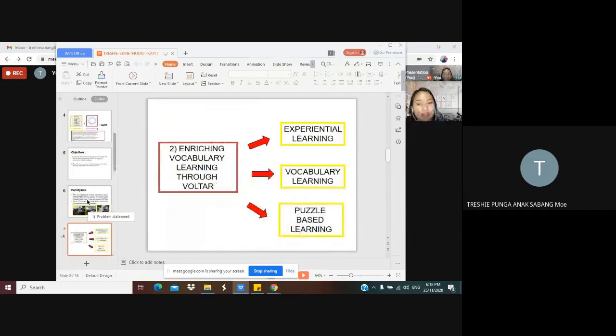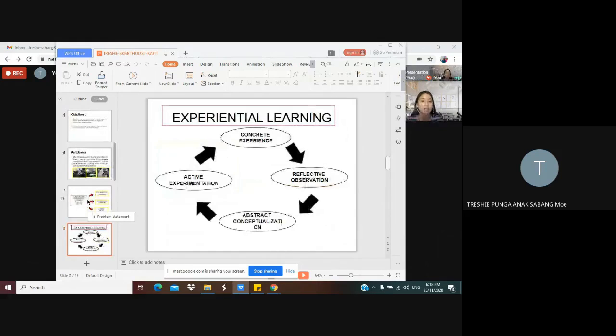So next, enriching vocabulary learning through Voltar. I will touch on three aspects: experiential learning, vocabulary learning, as well as puzzle-based learning. In experiential learning, there are four stages: concrete experience, reflective observation, abstract conceptualization, and active experimentation.